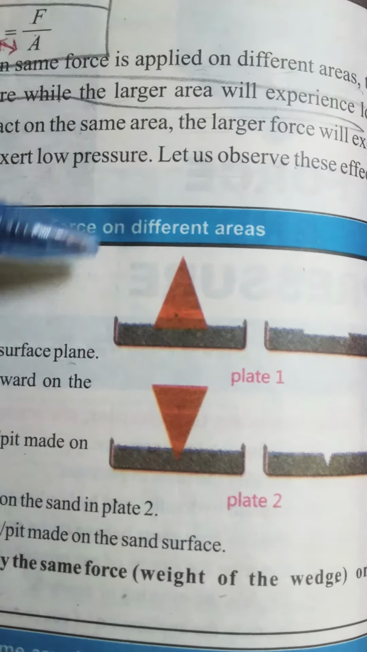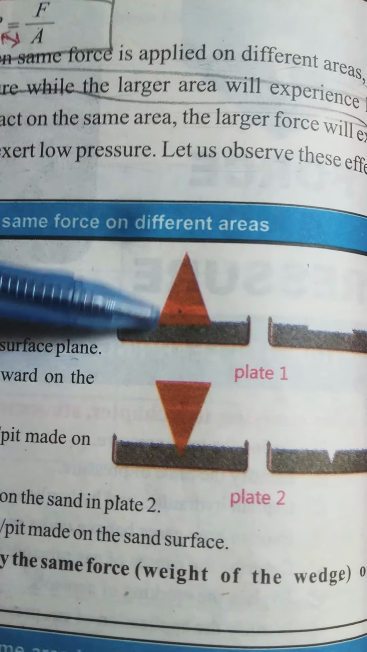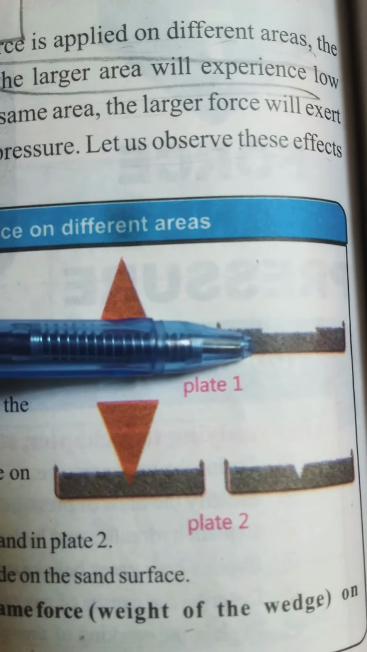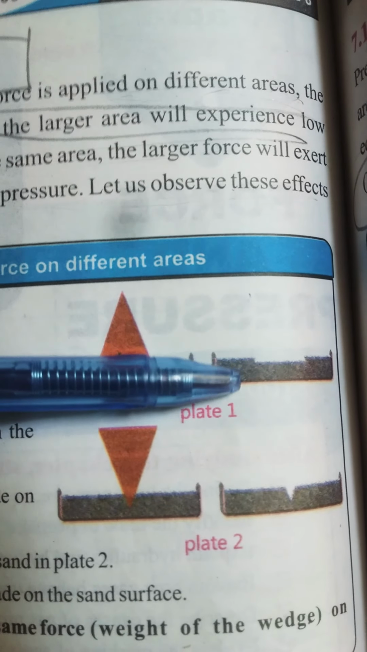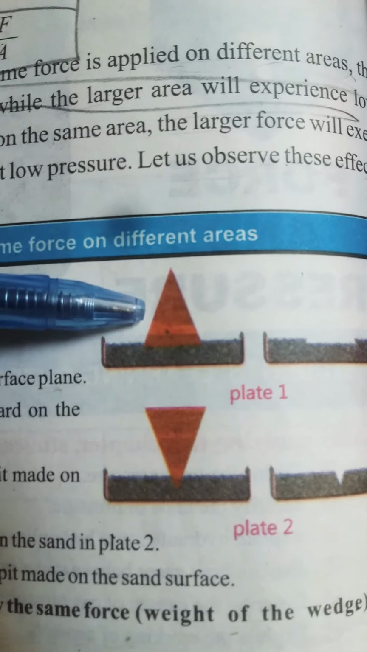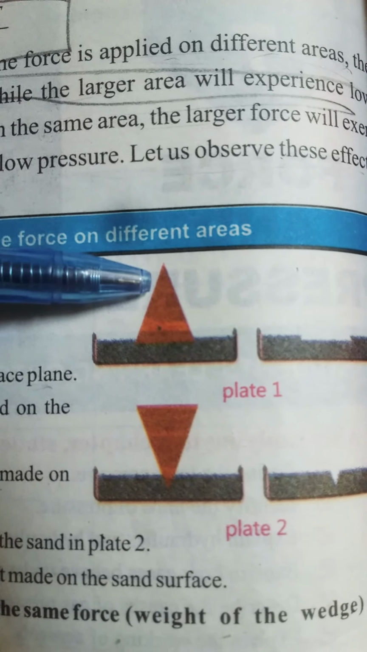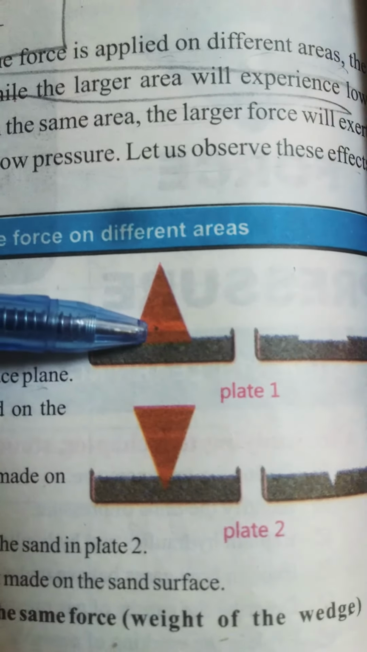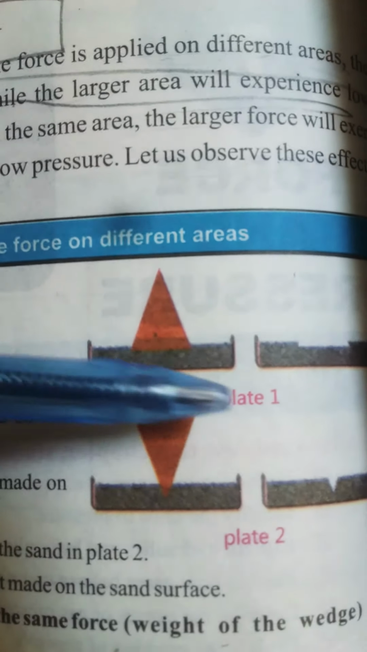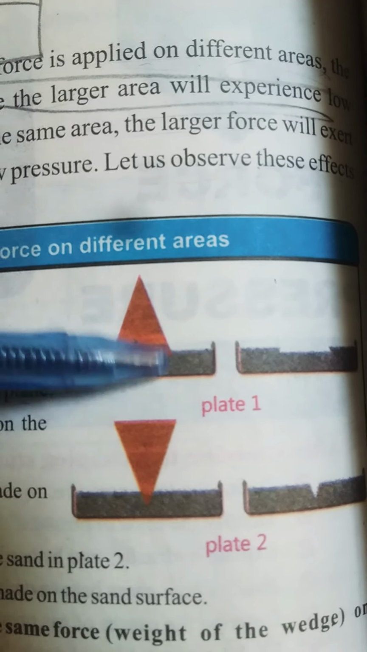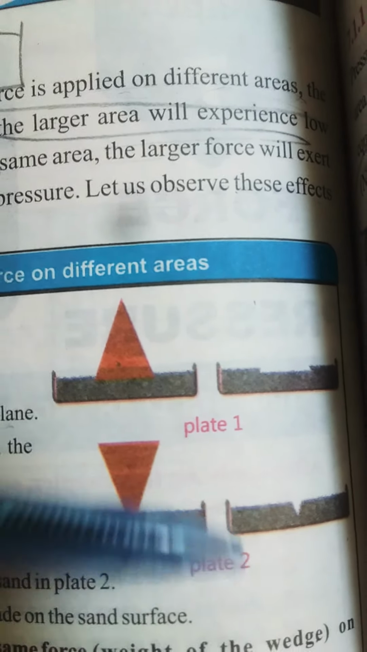Here you can see that if the area is highest, it means that the pressure will be low, and that's why we have less depth in this wet sand. And in this needle-like wedge, the area is less, so it will produce more pressure, so the depth is more in this.